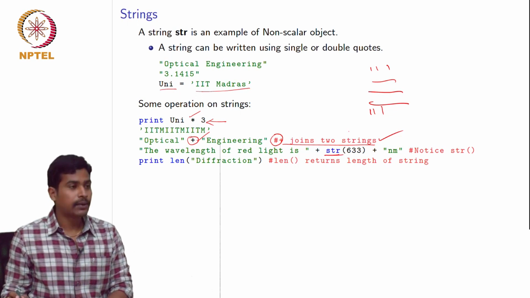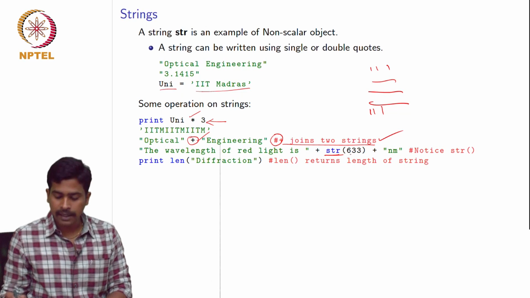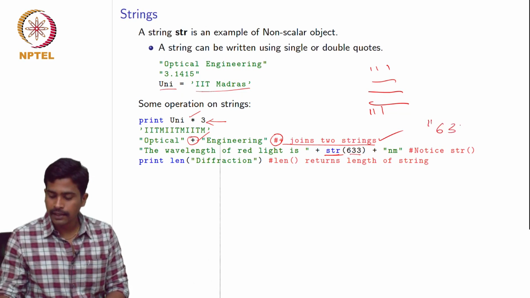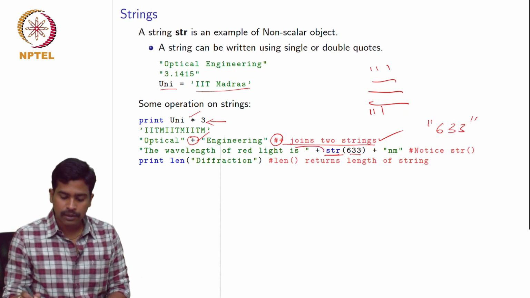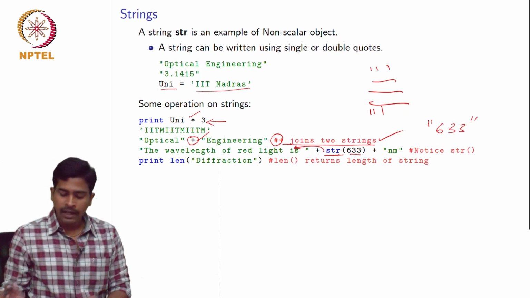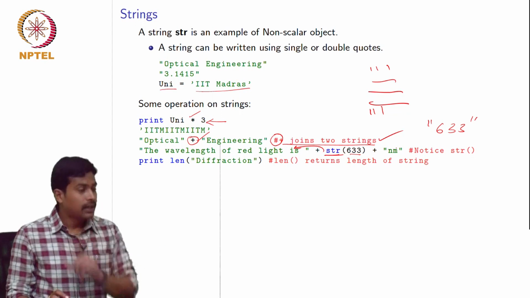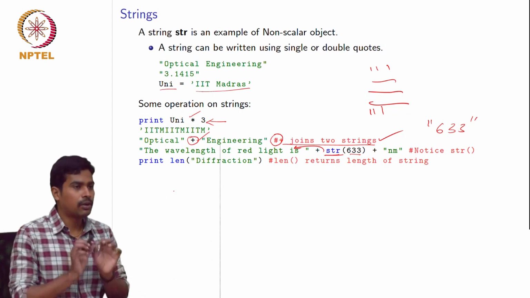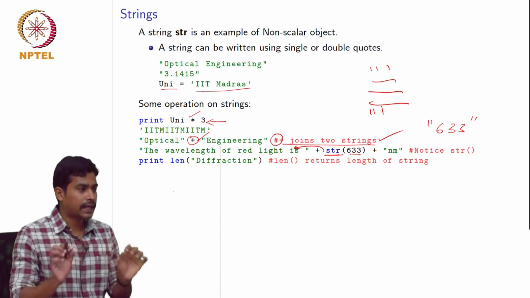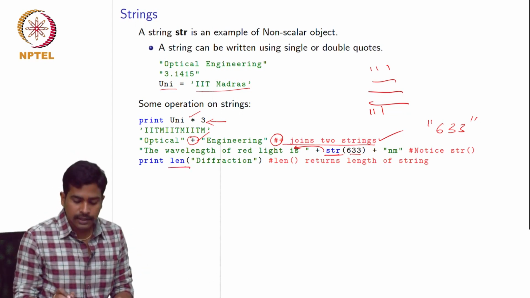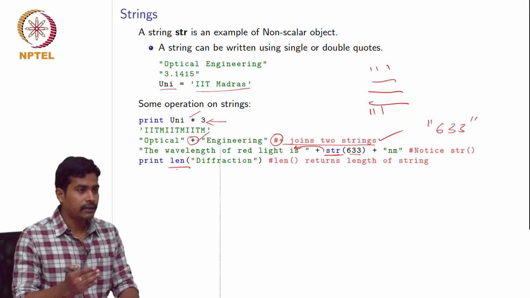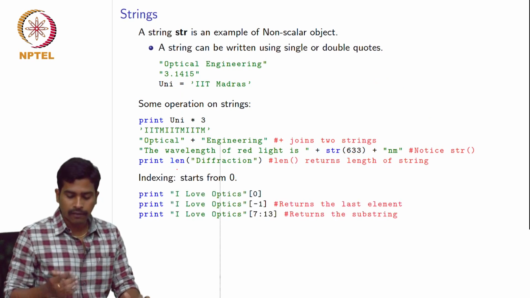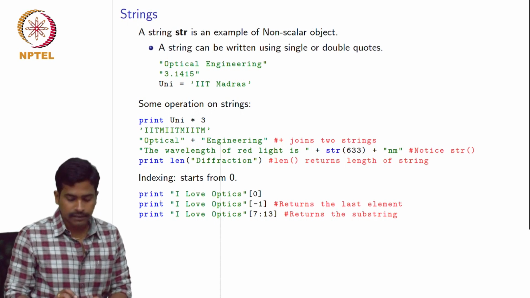Which is the str keyword. What this does is, it takes the number 633, converts it into a string "633", and joins this to the previous string, and it makes a single string. Okay. And in Python you can also find out the length of a string. For example, if you want to know how many characters are there in a string, you can use this len command, which is an inbuilt command, to know the number of characters in a string.